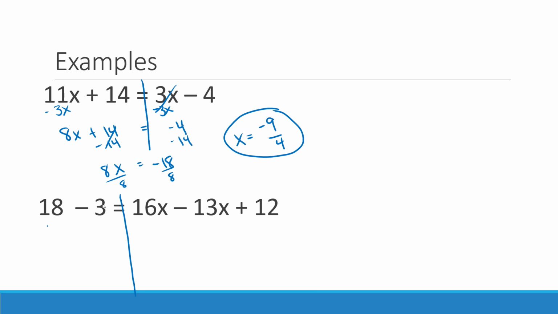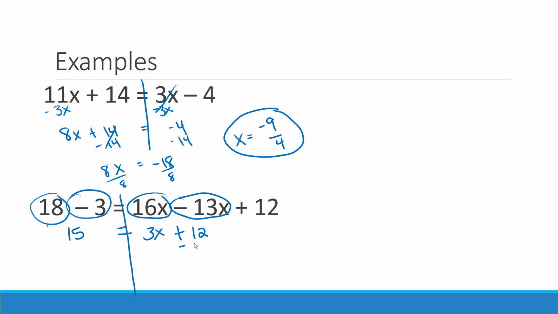Now, when they're on the same side of the equal sign, you don't change the sign. The only time you change the sign is when something picks up and moves from one side of the equal sign to the other. So I can combine 18 and then minus 3, or 18 plus negative 3, which is going to give me 15. On this side, I can combine 16 and negative 13, which is going to give me 3x, and then plus 12. Now notice I've got my variable over here.